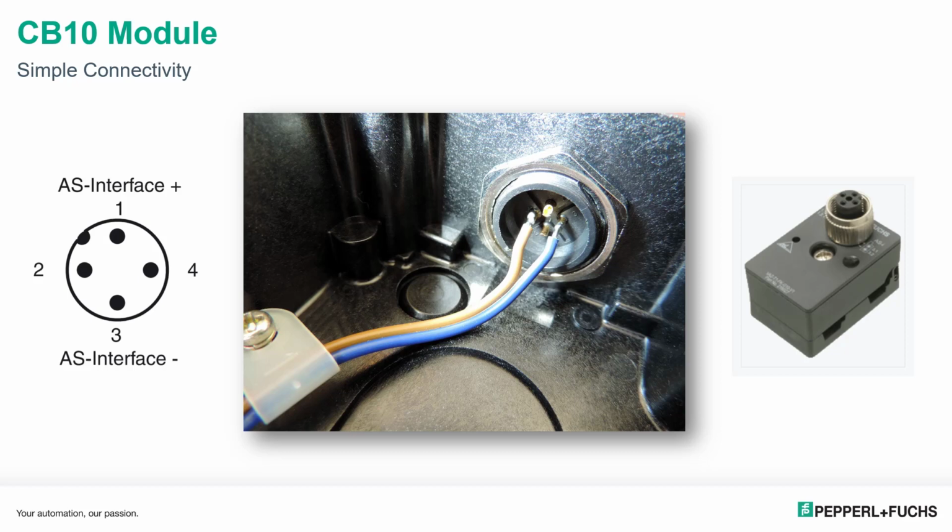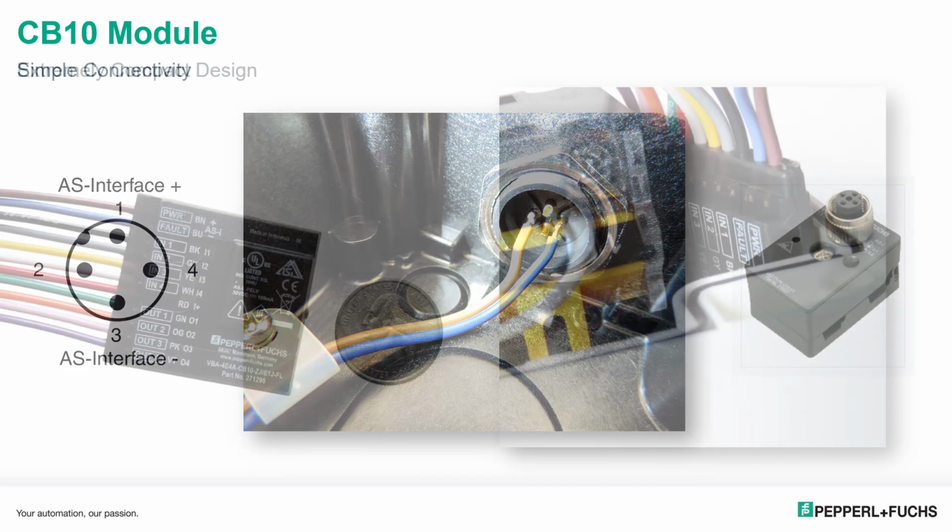You'll also want to give the CB10 module an address on the ASInterface network. You can do this by connecting the handheld programmer to the M12 connection, or just use control tools, which can be downloaded free from our website. It's really easy to connect the CB10 module and assign it an address.